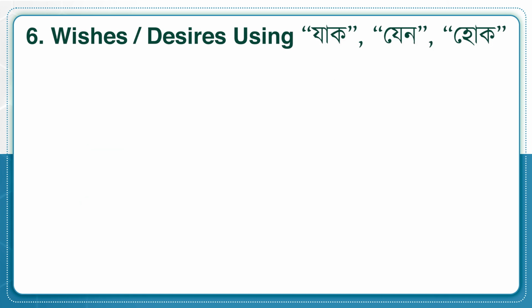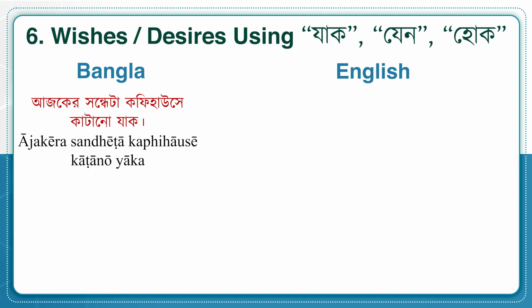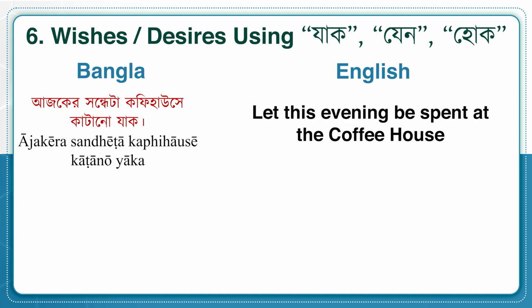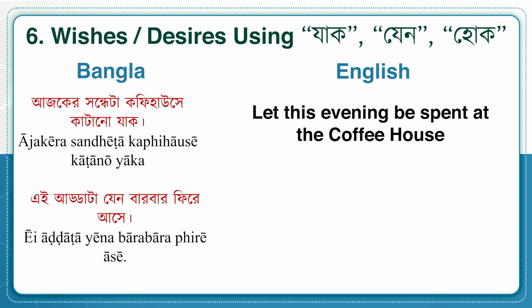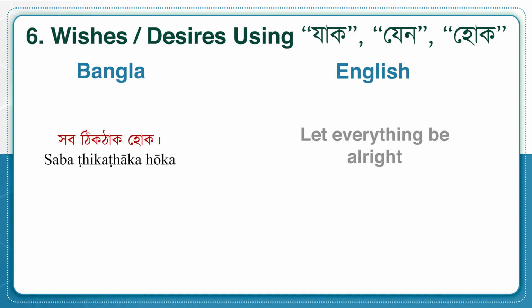The next type is wishes or desires using jak, jeno, hok. These are used to express desires poetically or hopefully. We'll see a few examples. আজকের সন্ধ্যেটা কফি হাউসে কাটানো যাক translates to let this evening be spent at the coffee house. Next is এই আড্ডাটা যেন বারবার ফিরে আসে, which means may this আড্ডা return again. সব ঠিকঠাক হোক, let everything be all right.